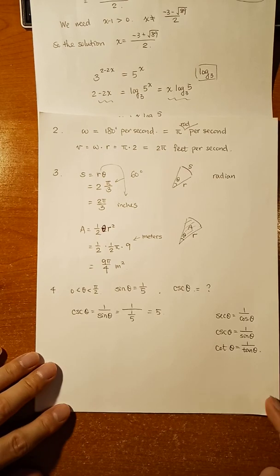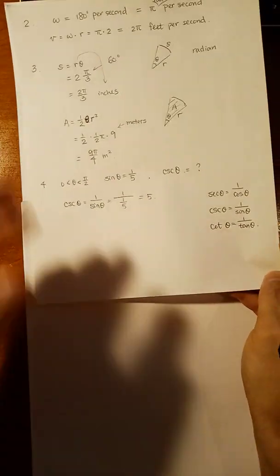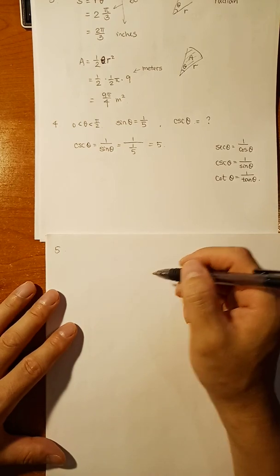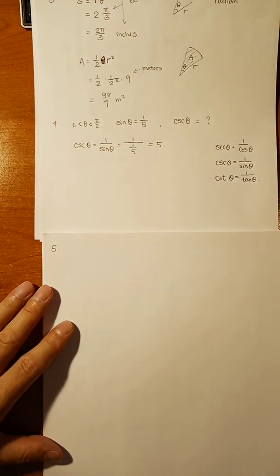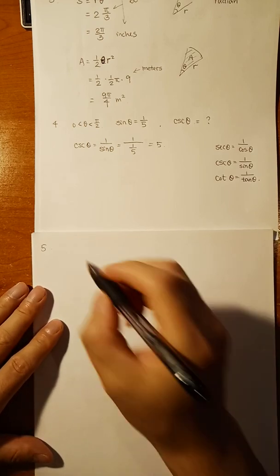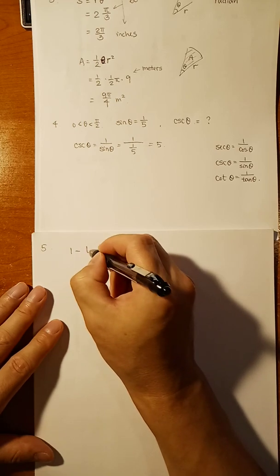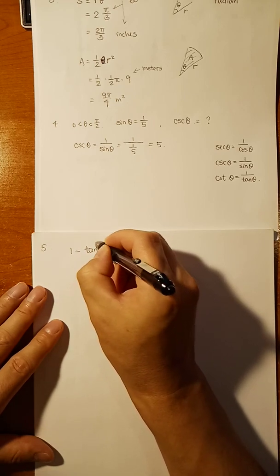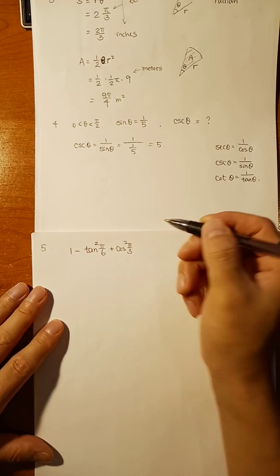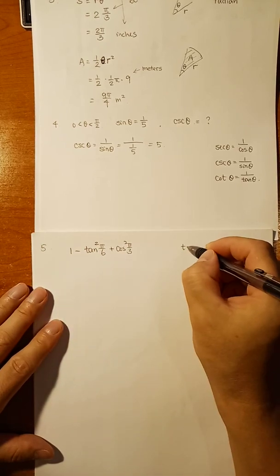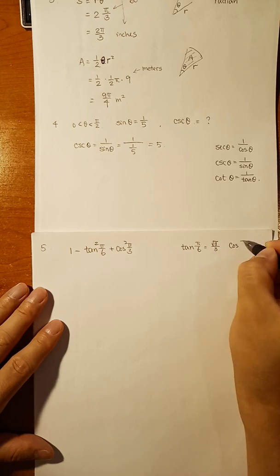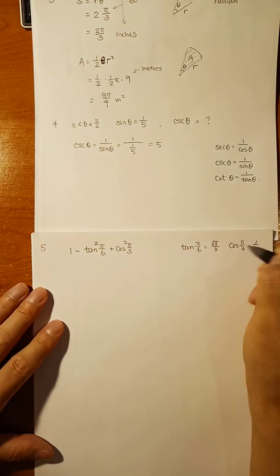Okay, next, problem 5. What is problem 5? Well, finding the exact values of each expression. 1 minus tangent pi over 6 squared plus cosine pi over 3 squared. All right, so tangent pi over 6 is square root of 3 over 3. Cosine pi over 3 is 1/2. So you just memorize them.